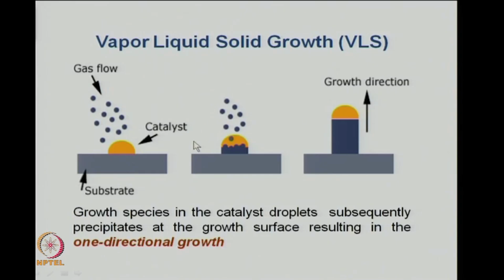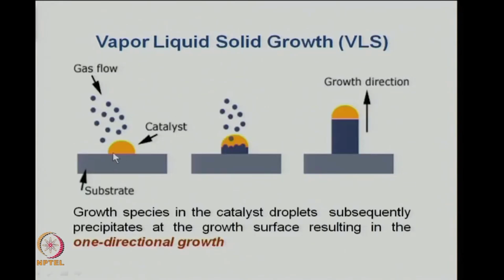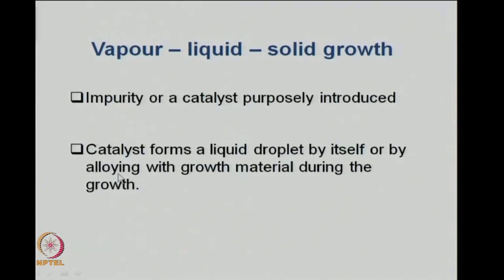So, now we try to understand this whole process by breaking it down into small steps. So, the vapor liquid solid growth, what are the key points? The key point is you have to have an impurity or a catalyst introduced from outside. That is what we have introduced from outside, it is not a part of the substrate. So, you have to have an impurity or a catalyst purposefully introduced.